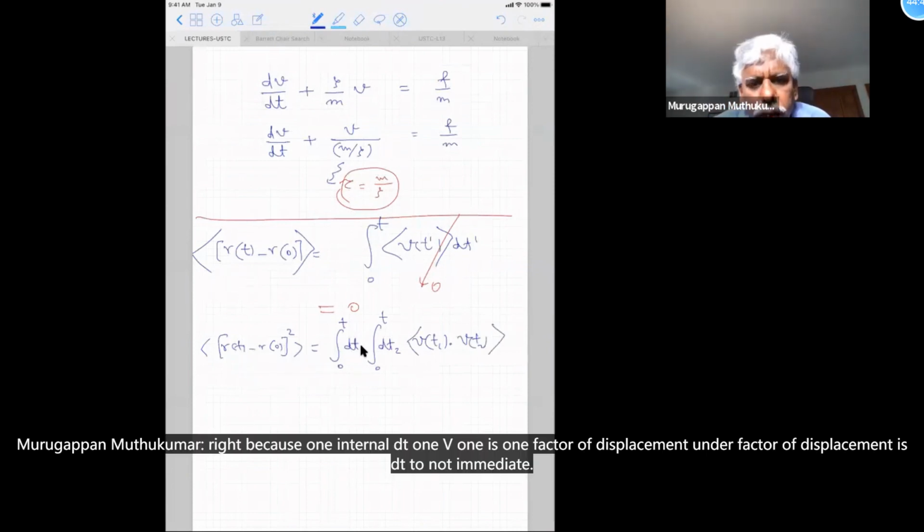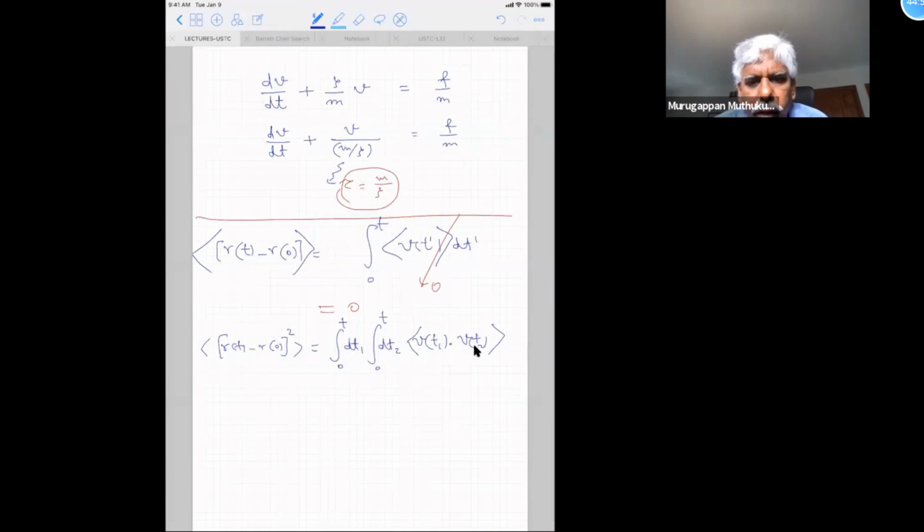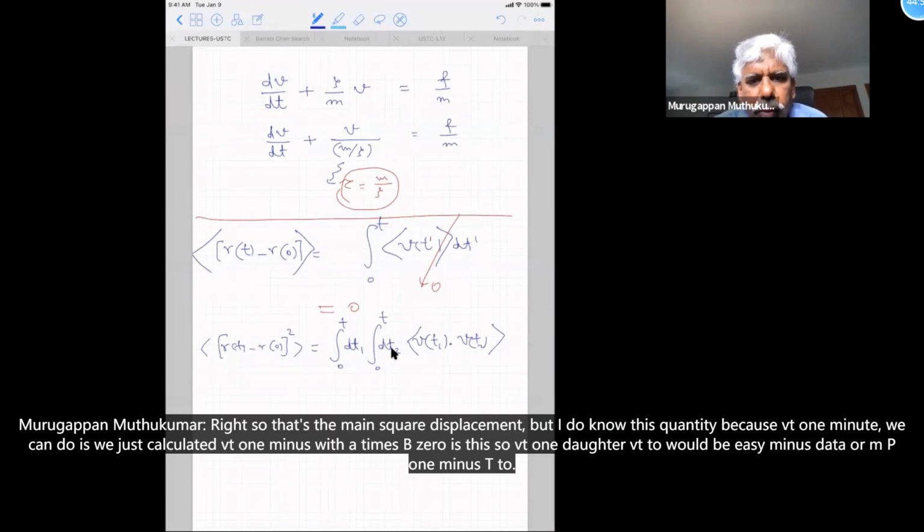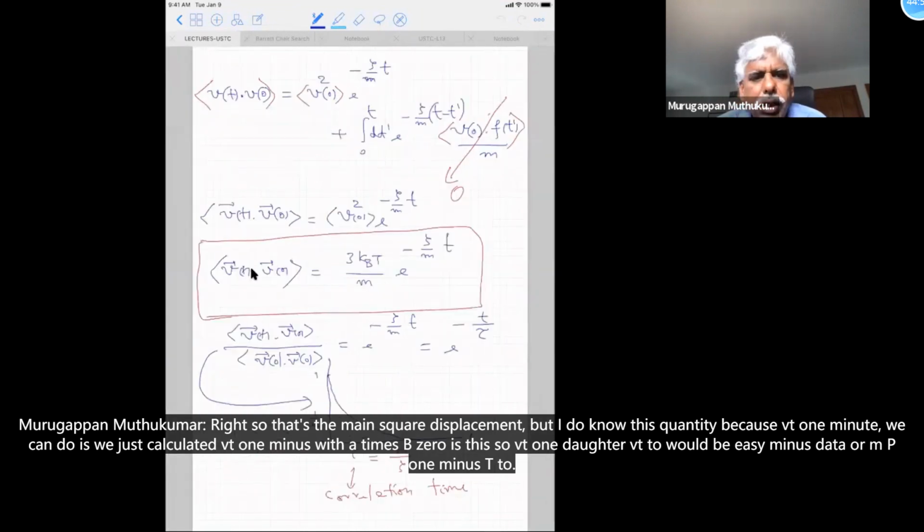Right? Because one integral of dt1 dot vt1 is one factor of displacement. Another factor of displacement is dt2 dot vt2, right? So that's the mean square displacement. But I do know this quantity, because vt1 minus vt2 we just calculated. vt1 minus v times v0 is this.